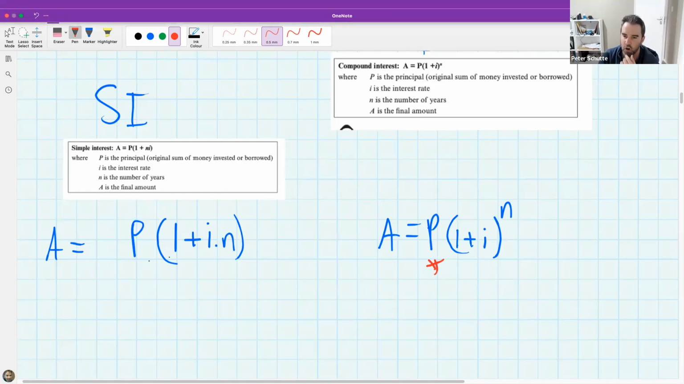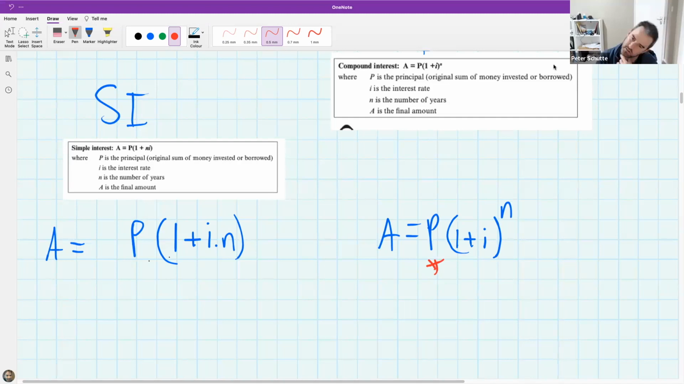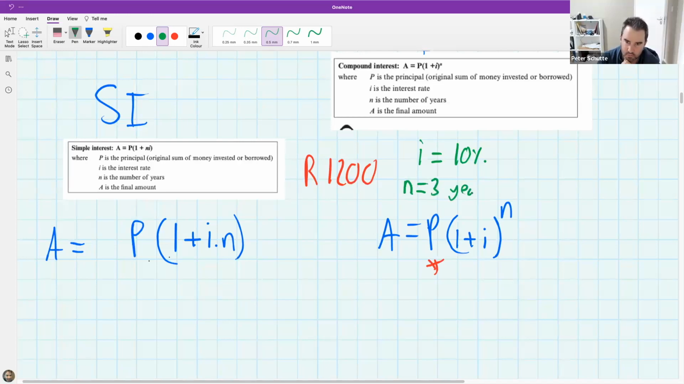Because I'm going to do an example where we compare both of these. Okay. So here's the situation. If I am given 1,000 Rand, or let's even say 1,200 Rand to start with, and I'm told that I can get an interest rate of 10%, and the time period it's going to grow for is going to be 3 years.